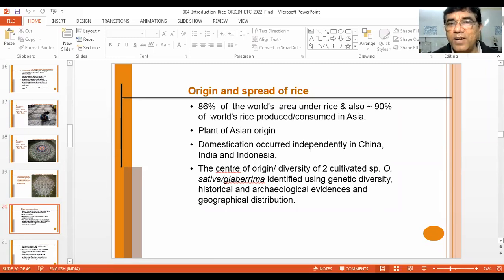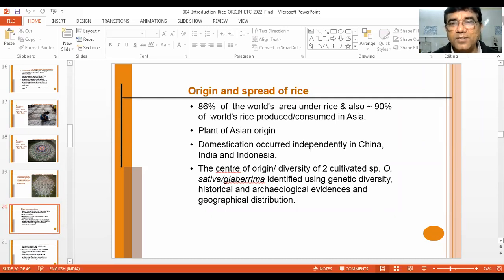So 86% of the world's area under rice is in Asia. You can remember that 86% of the world's rice area is in Asia, and 90% of the world's rice production is also from Asia. So 86% of the area and 90% of the production of the world is produced or consumed in Asia. So it has been a plant of Asian origin. It does not matter whether people claim that it originated in China or India, but definitely it has spread across all Asian countries. Domestication occurred independently in China, India, and Indonesia.